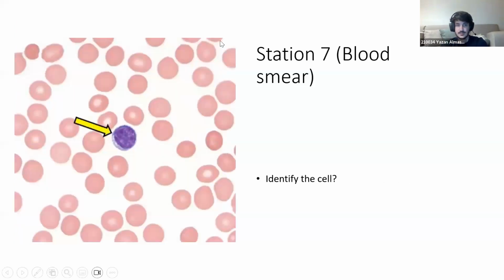Okay. What type of cell is this? Basophil. Lymphocyte. It's lymphocyte, yes. Why is it not basophil? Because it's not fully covered. Basophils have a lot of granules and they're very dark. Yes, perfect.